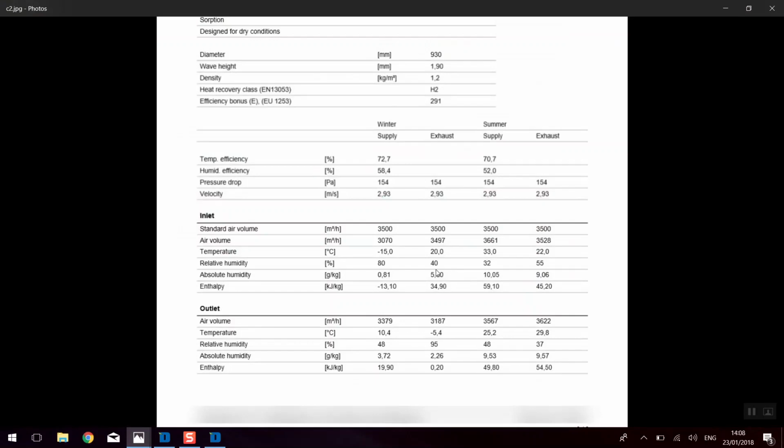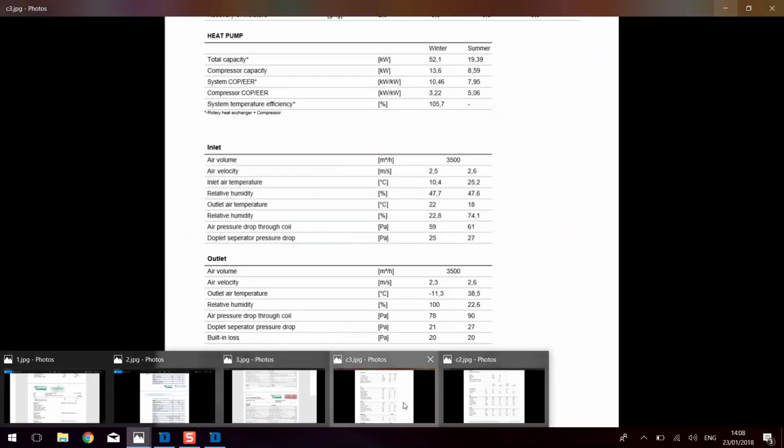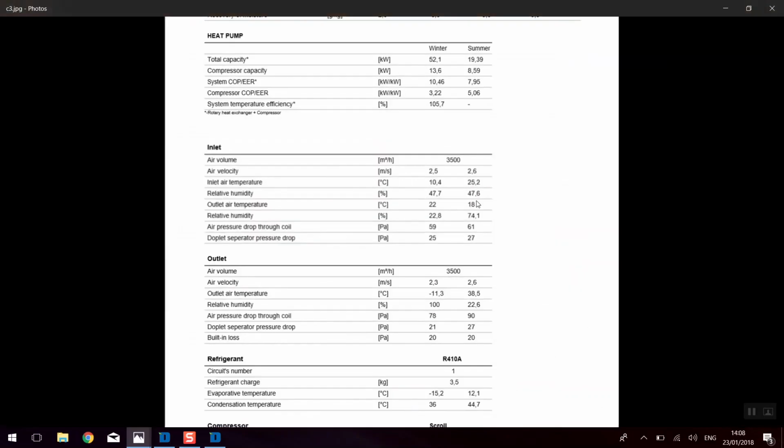Then we go for another manufacturer, just to show you again. We start with the rotary wheel, and the temperature efficiency looks very good, quite fine, but the humidity efficiency again is lower, which means that this rotary wheel probably is not a sorption type. And for the heat pump we have nearly the same doubts here.